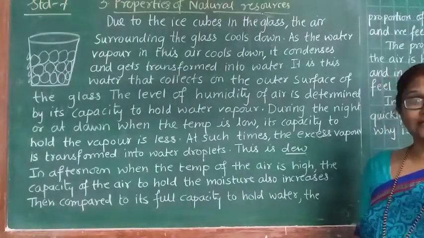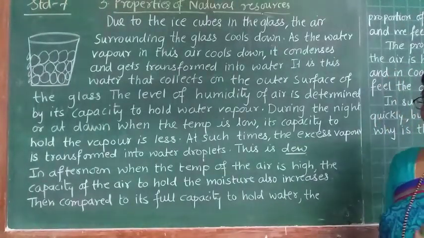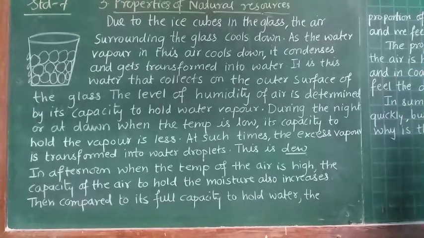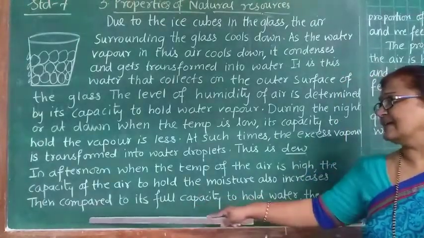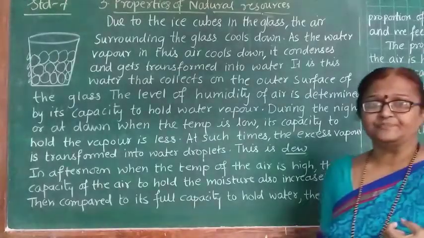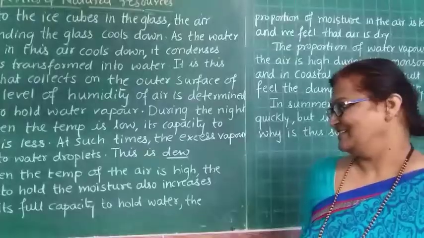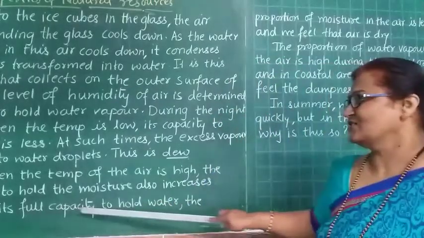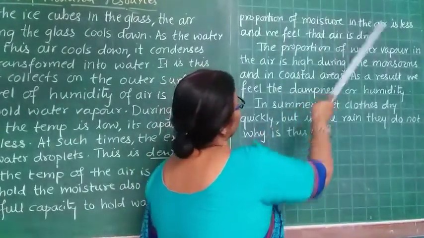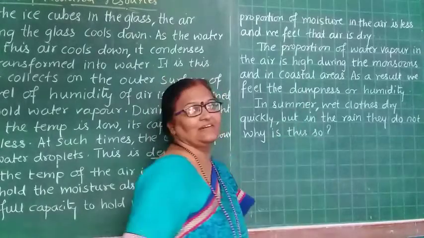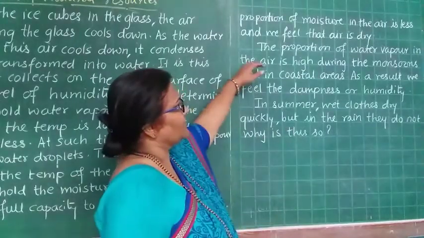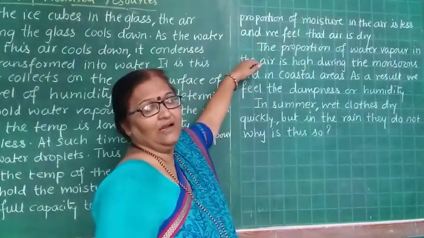In the afternoon, when the temperature of the air is high, the capacity of the air to hold the moisture also increases. Then, compared to its full capacity to hold water, the proportion of moisture in the air is less and we feel that the air is dry. So the proportion of water vapor in the air is high during the monsoons.